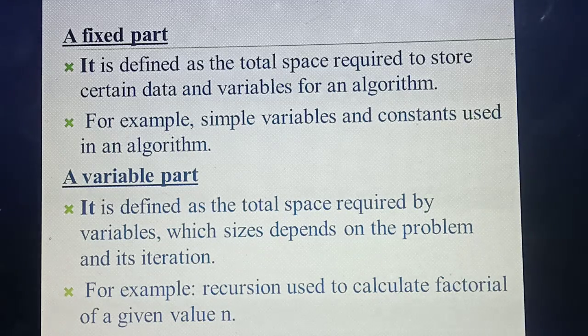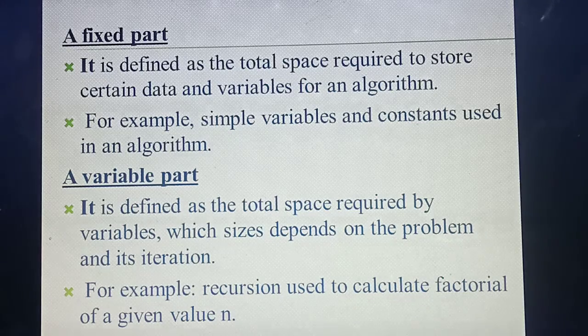First, seeing the algorithm itself, you are going to fix this many variables and constants you are going to use in the algorithm. So this much space is required to store. Okay. Next one is the variable part. So the variable part is different from the fixed part. Okay. So this one is very important.